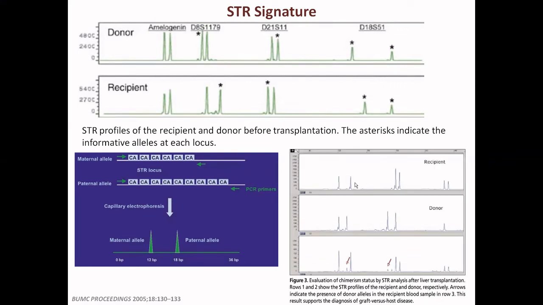And this is the evaluation of the chimerism status by STR analysis after liver transplantation. This is the recipient, there are two bands, and this is the donor. They do not match with each other, but when there is a chimera, you can see this band corresponds to the small band. Similarly, this band of the donor corresponds to the small bands. So we can evaluate the chimera by the DNA fingerprinting process, that is, the STR.